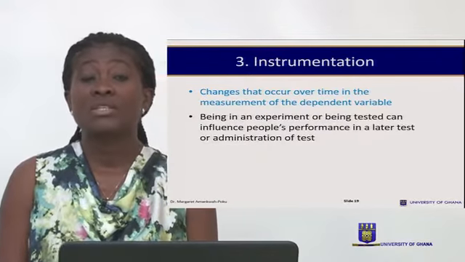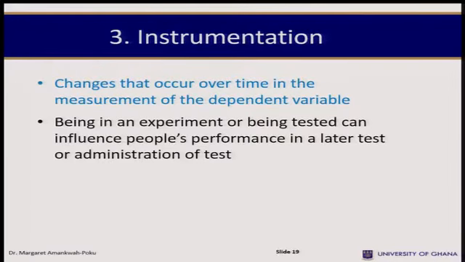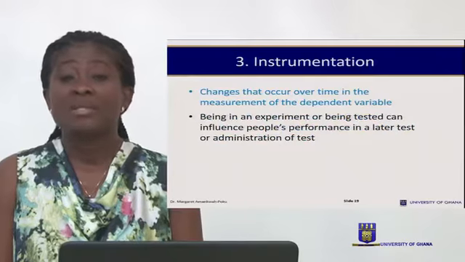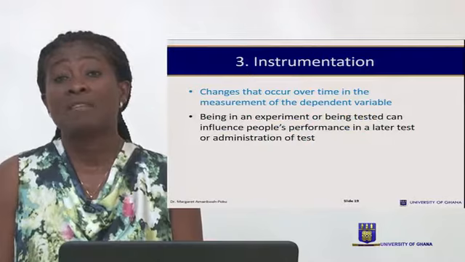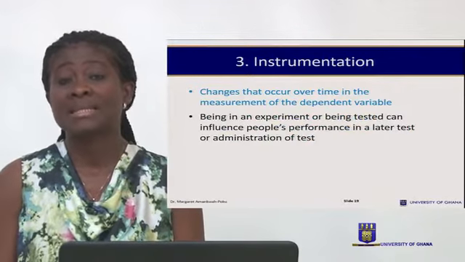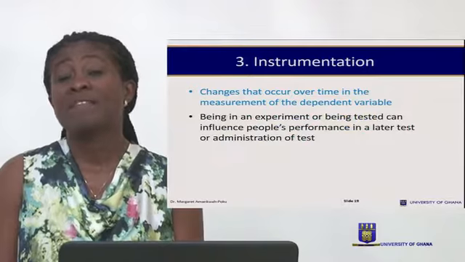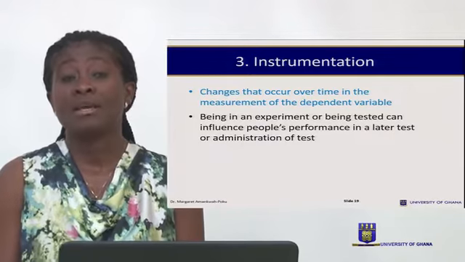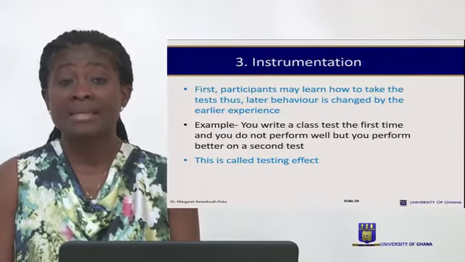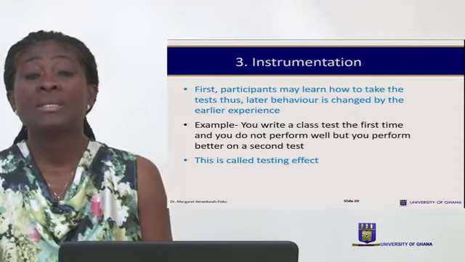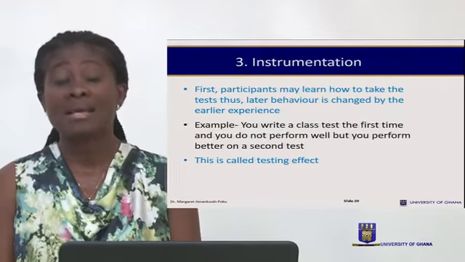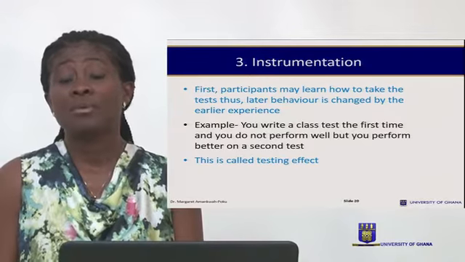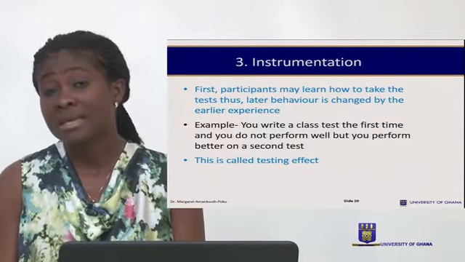Then we have instrumentation. There are changes that occur over time in the measurement of the dependent variable. Sometimes just being in an experiment or being tested can influence participants' performance in a later test, which means that you take a first test and then you take a second test, and because you have gained experience in taking the first test, you apply that experience in the second test. For instance, I give you a class test, and then a couple of weeks after, I give you a second test.